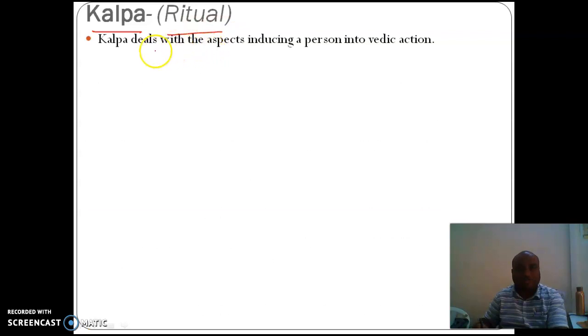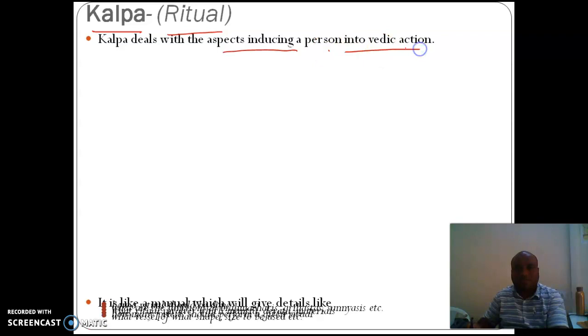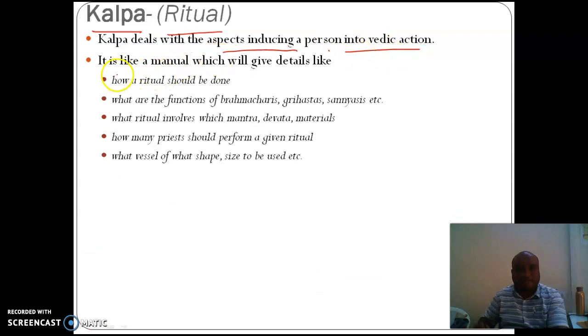Then comes the last Vedanga, that is Kalpa, associated with rituals. Kalpa deals with the aspects inducing a person into Vedic action. It is like a manual which will give details like how a ritual should be done, what are the functions of brahmacharis, grihasthas, sannyasis, what rituals involve which mantra, devata and materials, how many priests should perform a given ritual, what vessel of what shape and size to be used.